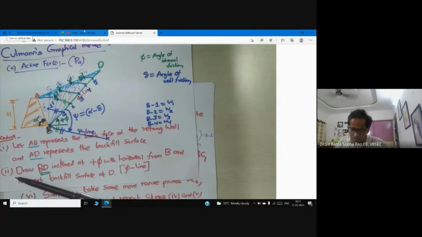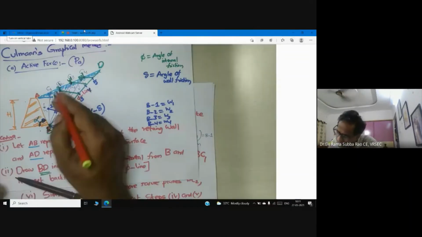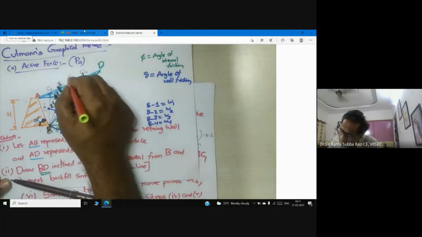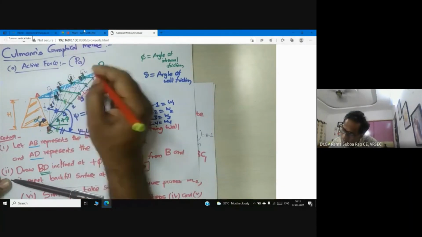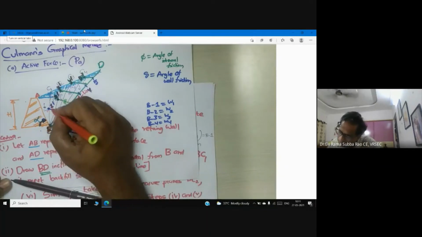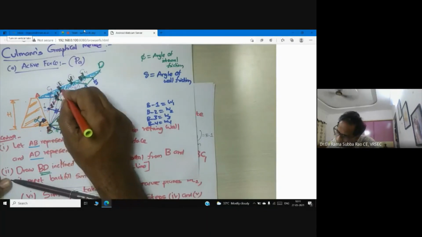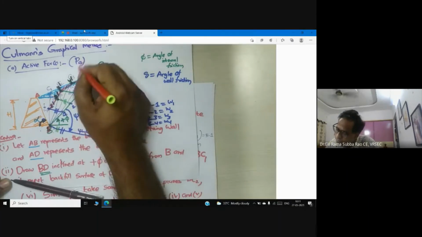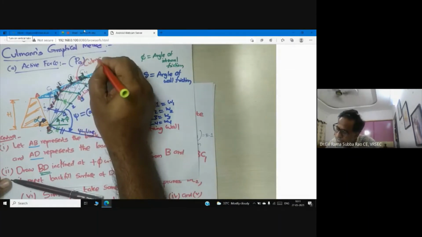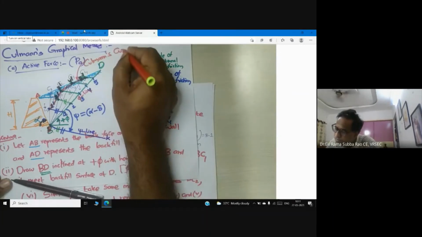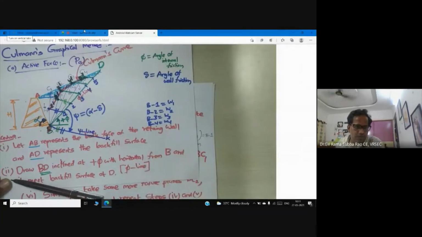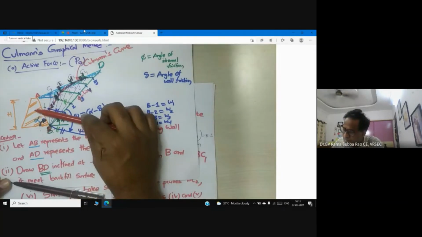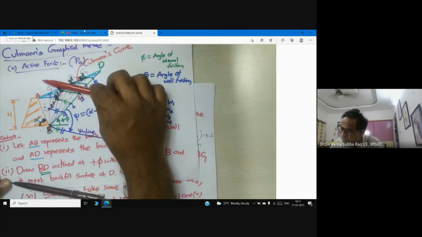Now I will do one thing, I will select another color. Here the difficulty, 3 dash, 4 dash, 5 dash. Now I'm joining these points with a smooth curve. This curve is called Culmann's curve. So now I'm trying to draw lines parallel to the side line from 1, from 2, from 3, from 4, from 5.